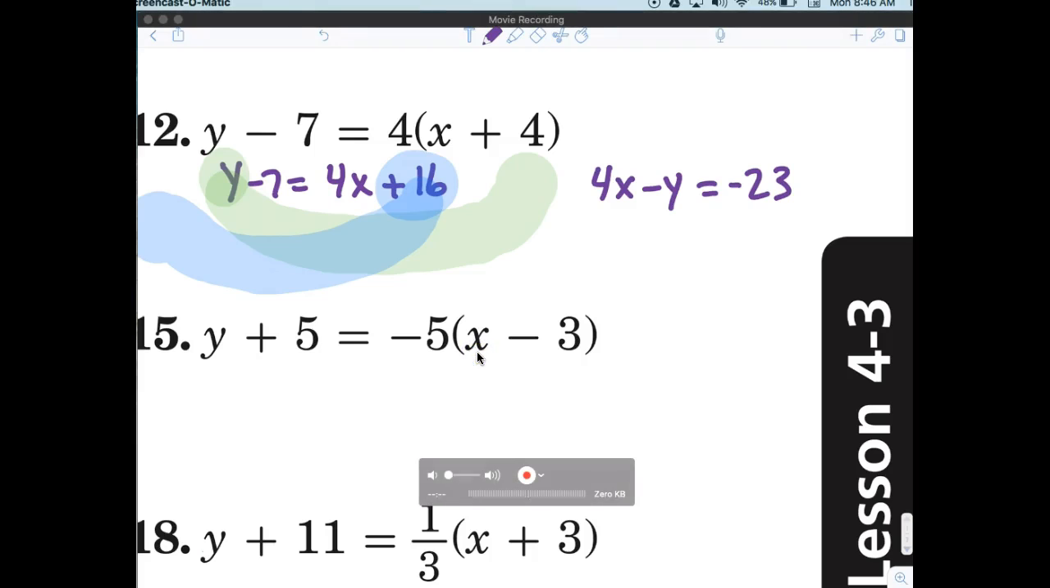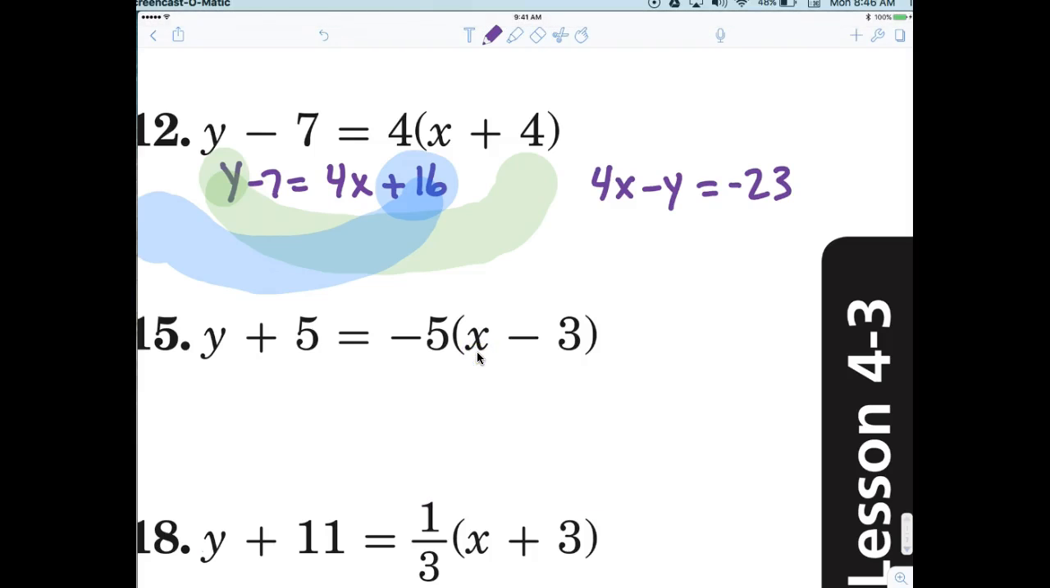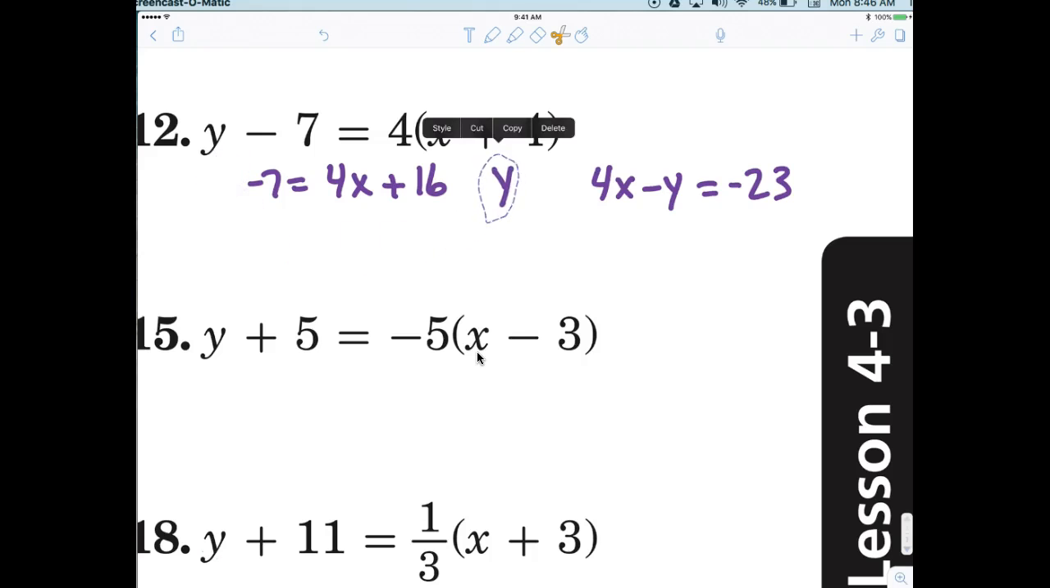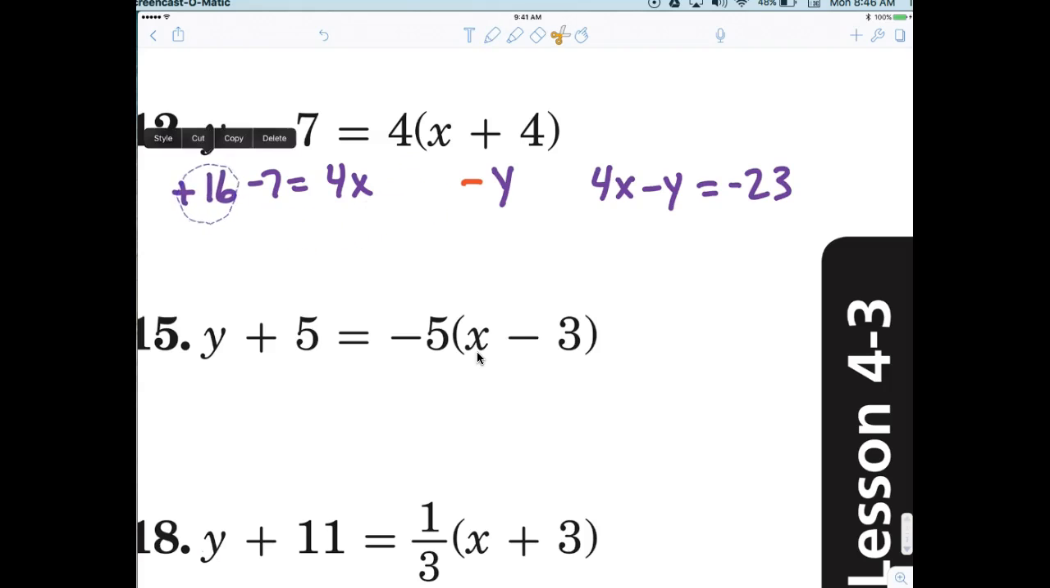How did you get the 4x minus y? Because you didn't move the 4. Okay, so watch what I did, just to make sure you're hearing me. I'm physically taking the y and moving it over here. And when I move it over there, it becomes a what? Negative. I'm going to physically move the positive 16 over here, and that makes it negative 16. You hear me now?